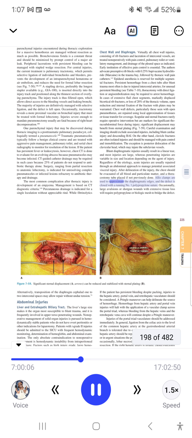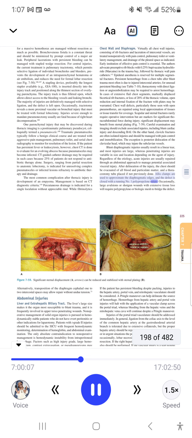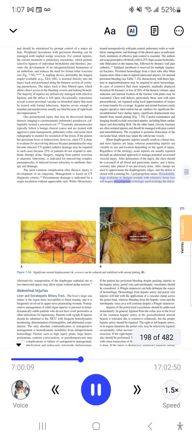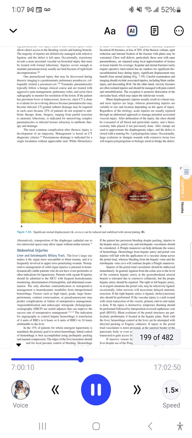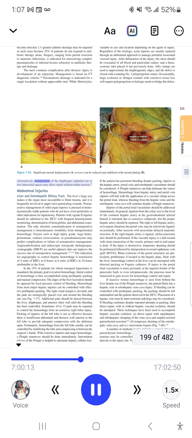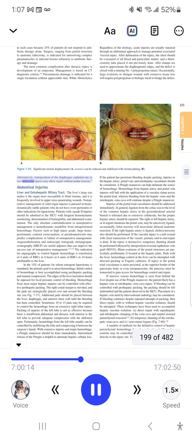Allis clamps are used to approximate the diaphragmatic edges, and the defect is closed with a running no. 1 polypropylene suture. Occasionally, large avulsions or shotgun wounds with extensive tissue loss will require polypropylene or biologic mesh to bridge the defect. 225. Chapter 7. Trauma. Figure 759. Significant sternal displacement (A, arrows) can be reduced and stabilized with sternal plating (B). Alternatively, transposition of the diaphragm cephalad 1 to 2 intercostal spaces may allow repair without undue tension.